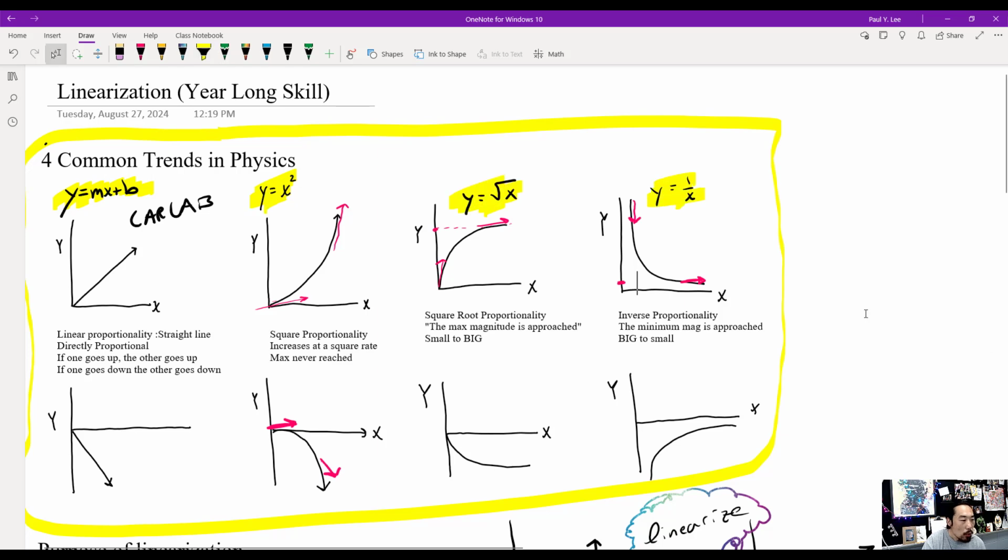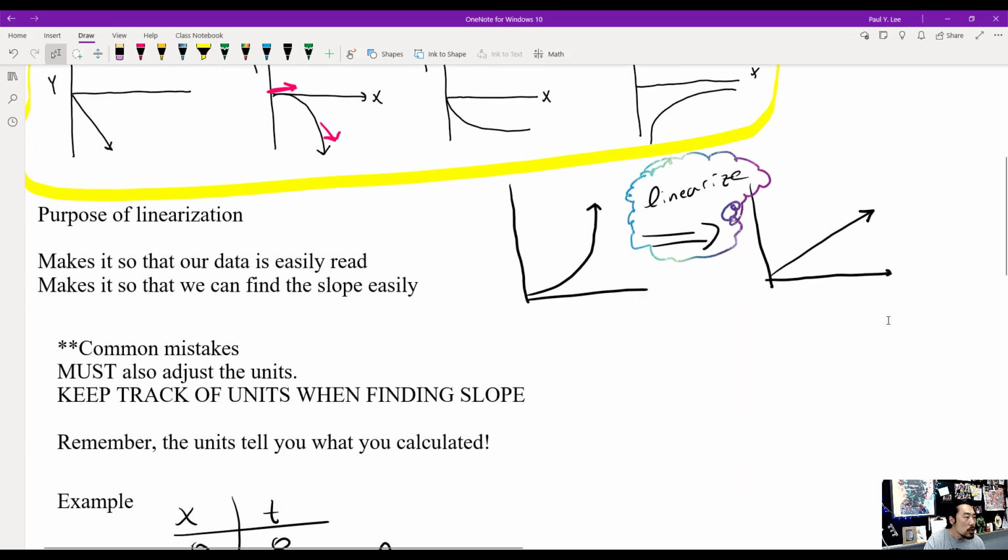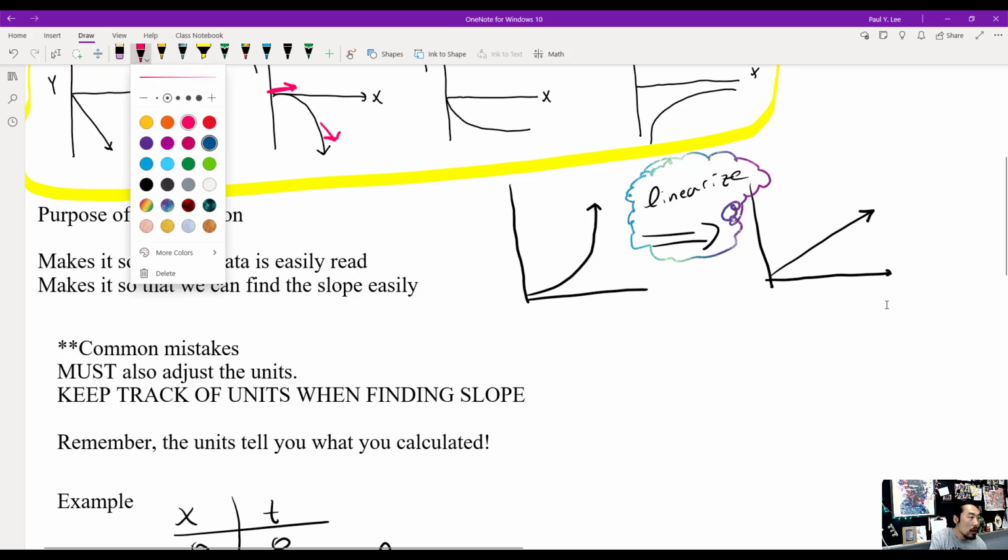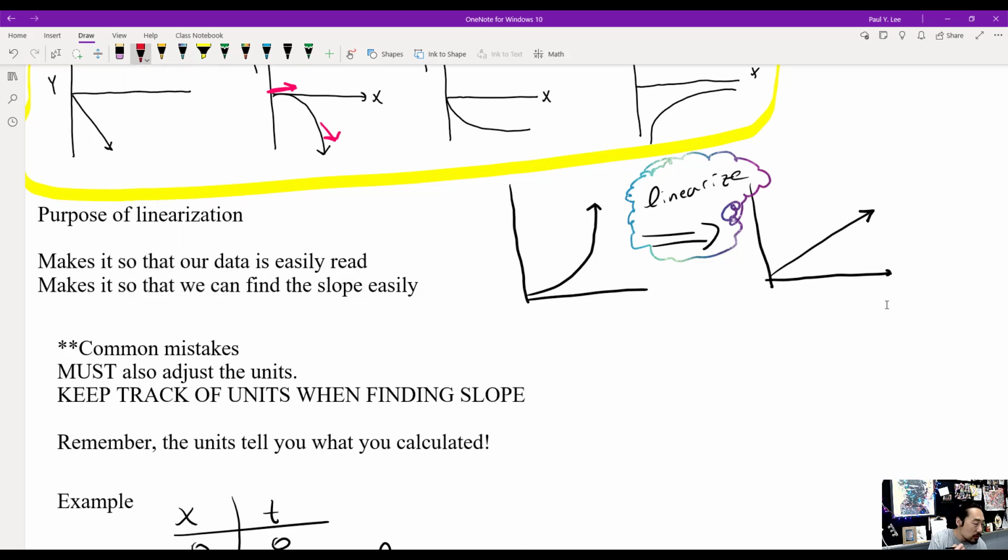Okay, so with that being said, let's go over the actual process of linearization and the why, like why we need to linearize. The purpose of linearization is that it makes the data easy to read, and it makes the data easy to communicate. For example, one of the things that we always have to do for physics and for our labs is determine the slope.